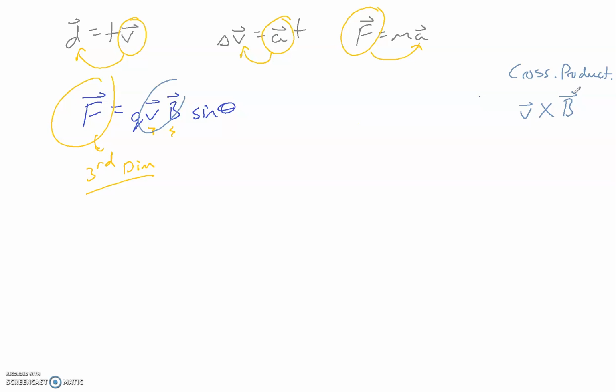It's one of the reasons you stop writing timesing signs when you do more advanced math, because it's a cross product. When you have a cross product, you multiply the two values together, but the answer has to have a direction which goes in the third dimension.